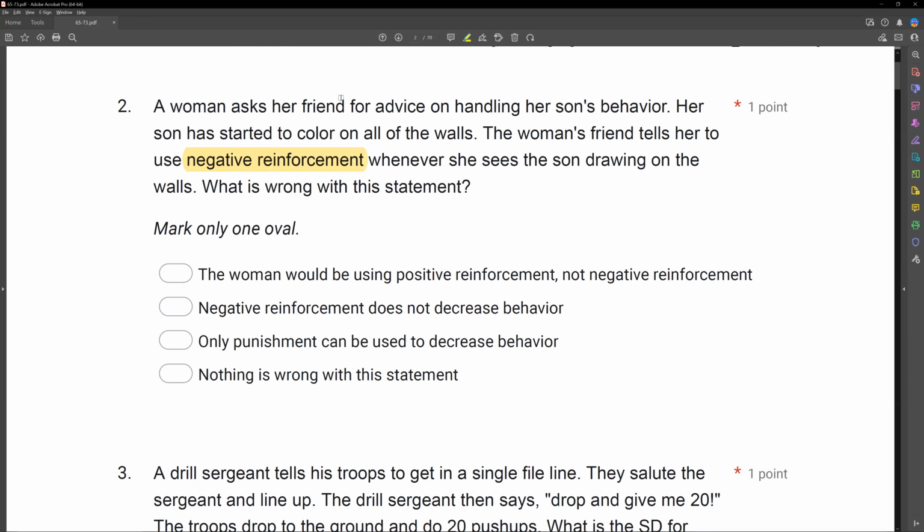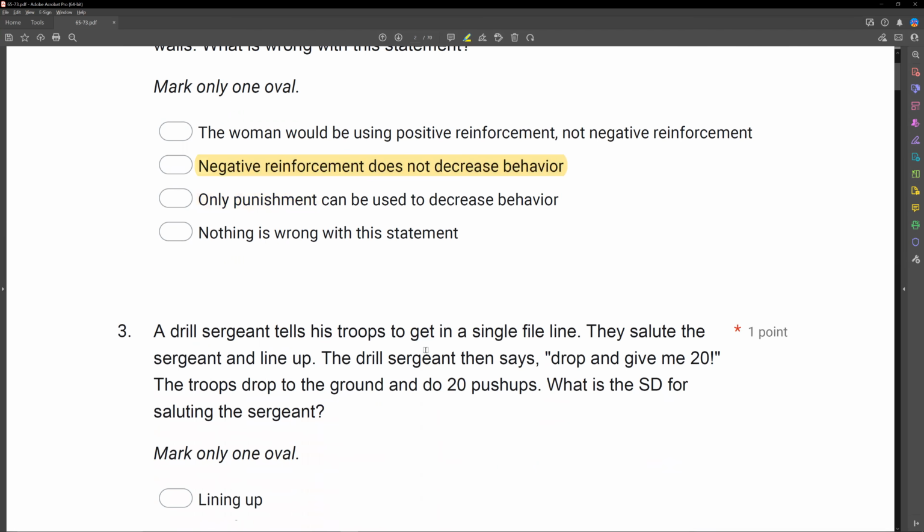Remember, reinforcement increases, punishment decreases. Positive and negative just tell us whether something was added or taken away. So what is wrong with this statement? Well, B, negative reinforcement does not decrease behavior.